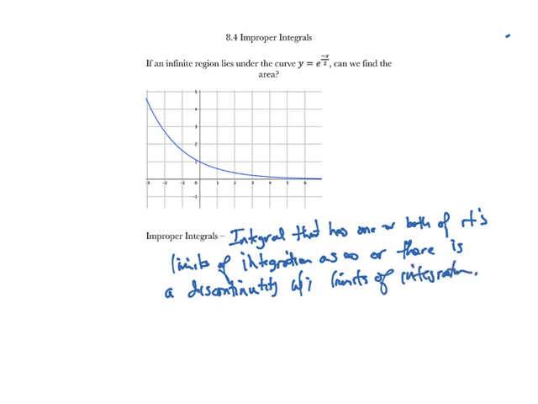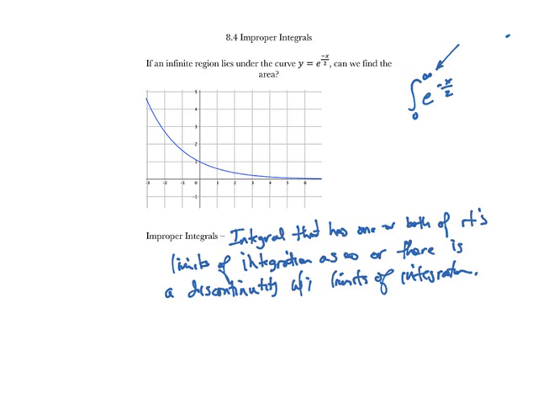So we're going to look at this in two pieces, where one of the limits of integration is infinity, and then when there's a discontinuity. So what we're actually talking about here is integrating from 0 to infinity of this curve e to the negative x over 2. Does it have an answer? Like, can I find the area under the curve if I'm going to infinity? What allows us to figure that out?